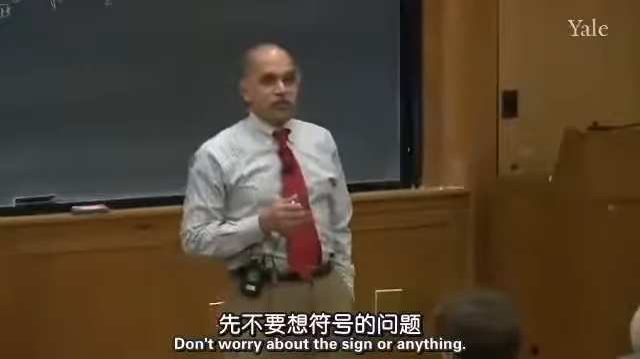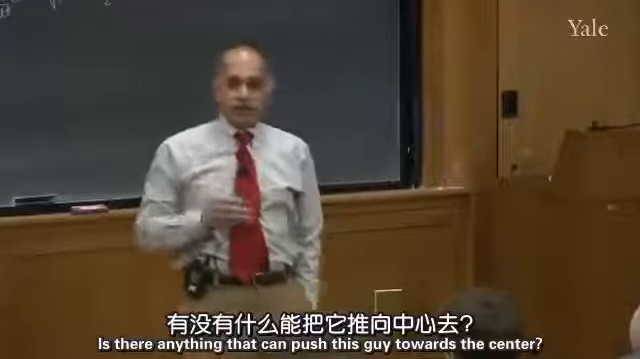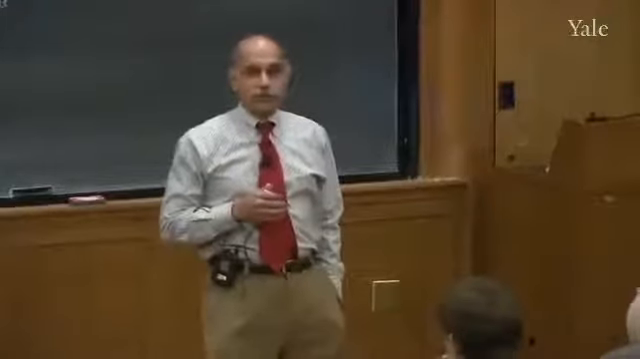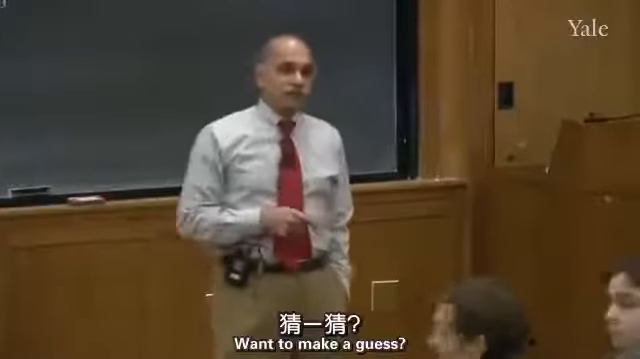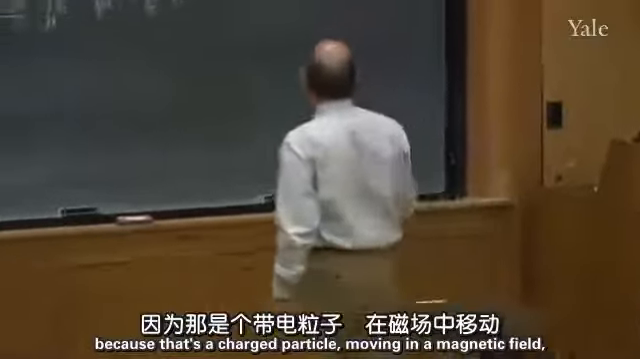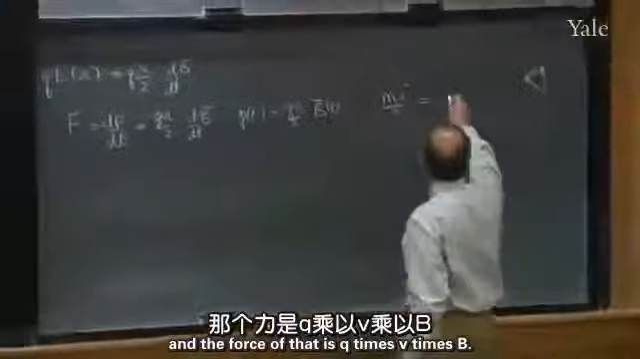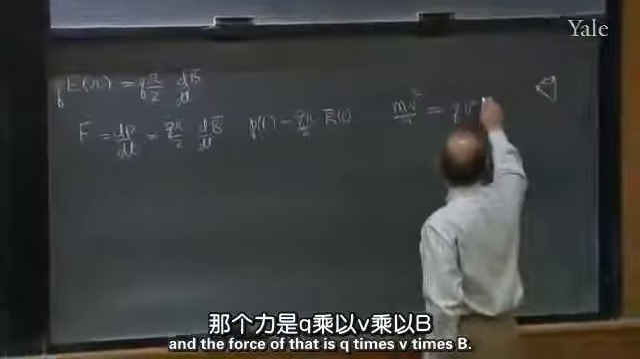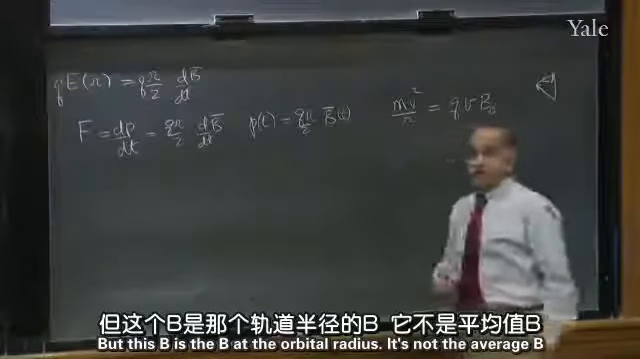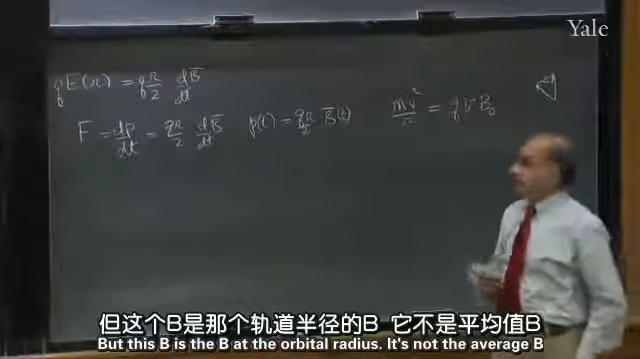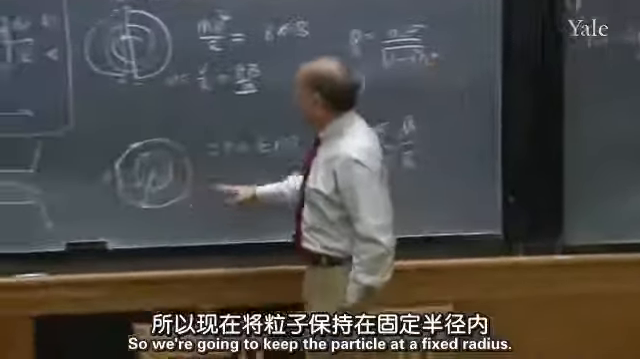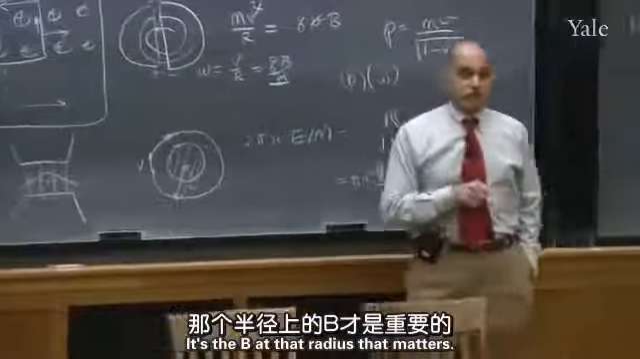Well, don't worry about the sign or anything. Is there anything that can push this guy toward the center? Want to make a guess? It's a magnetic force, because that's a charged particle moving in a magnetic field, and the force of that is Q times V times B, but this B is the B at the orbital radius. This is not the average B. This is the B where the particle really is. So we're going to keep the particle at a fixed radius. It's the B at that radius that matters.